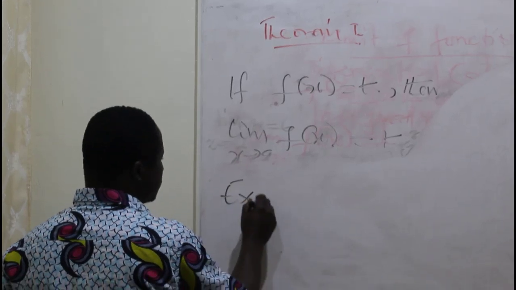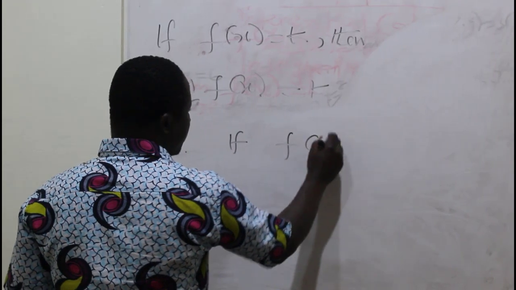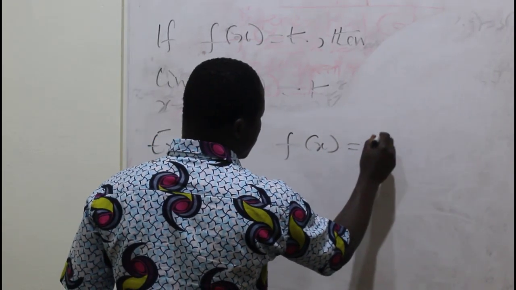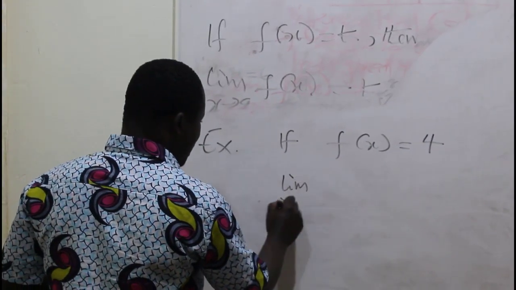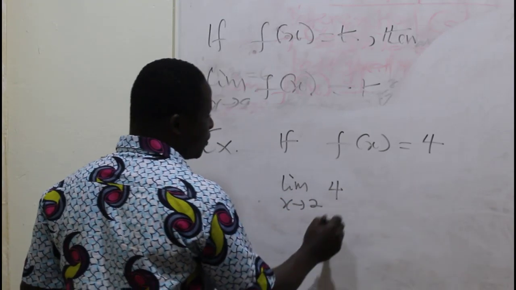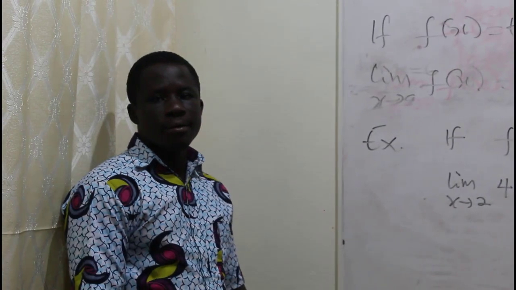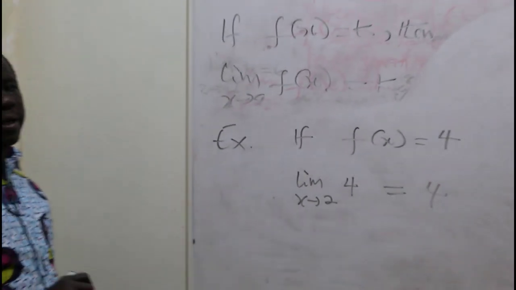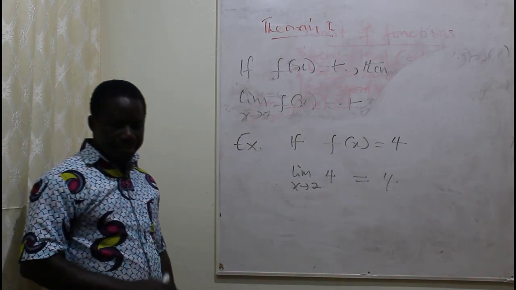Example. If f of x equals 4, the limit as x approaches 2 of 4, the answer is 4. It doesn't change. So the limit of a constant is always the constant. Good.